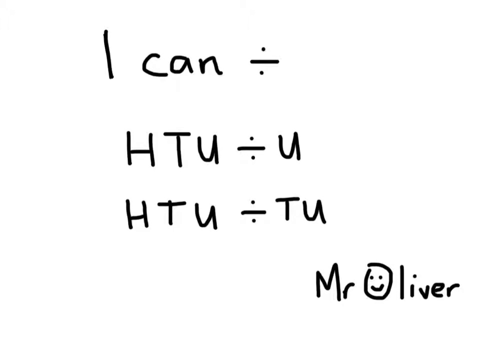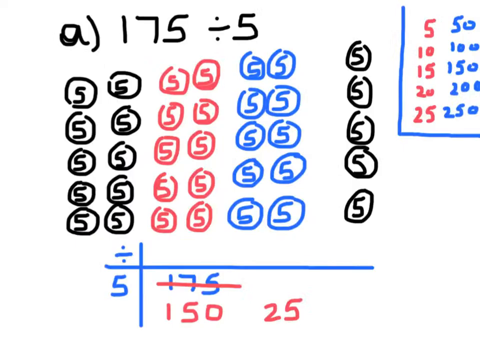Oliver. Today we're going to look at division, division of larger numbers, so things like hundreds, tens and units divided by units, and hundreds, tens and units divided by tens and units. So 3 digits divided by 1 digit, or 3 digits divided by 2 digits. Okay, let's look at our first example.